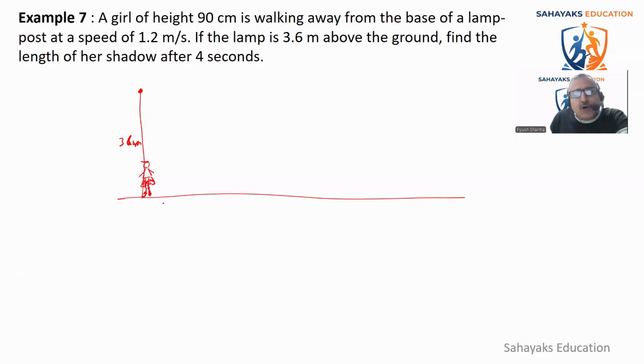And then she starts walking away from the pole, and she walks in this direction. She walks for 4 seconds. Now, after walking for 4 seconds, we have to first find out how much distance she must have covered. We know distance is equal to speed into time. What was the speed? Speed was 1.2 meter per second, multiplied by time of 4 seconds. So it becomes 4.8 meters. So she has gone 4.8 meters away.